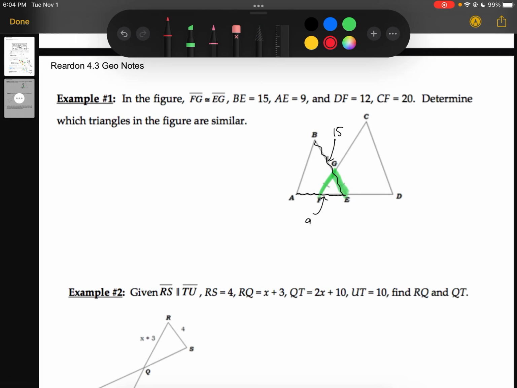And they tell us additionally that DF, so I'll draw this separate, is 12, and CF is 20. So determine which triangles in the figure are similar.